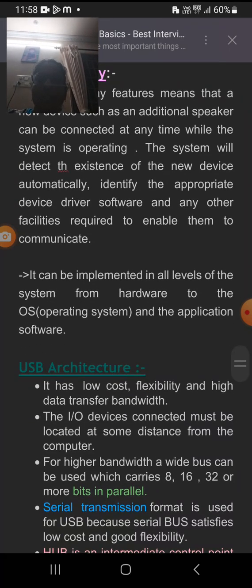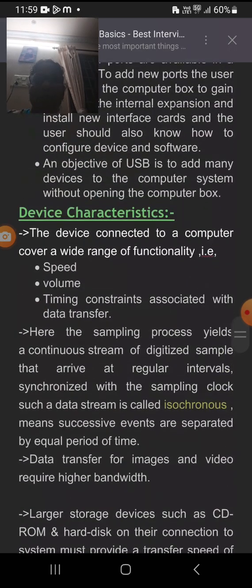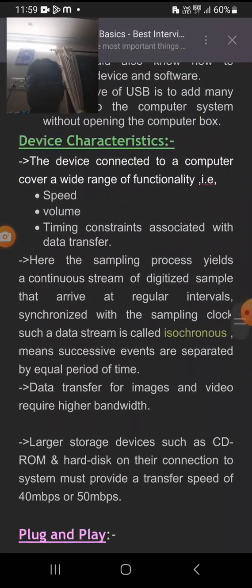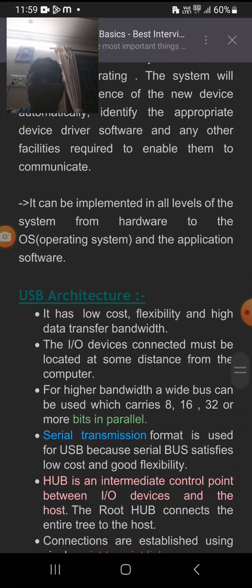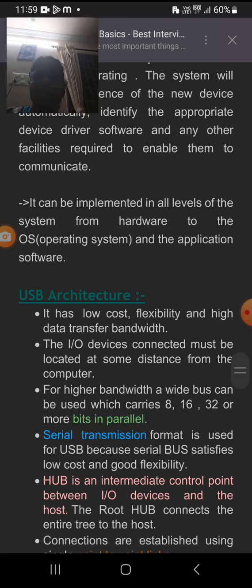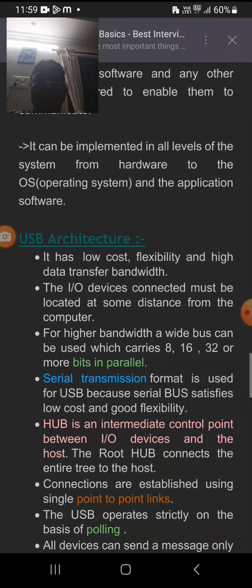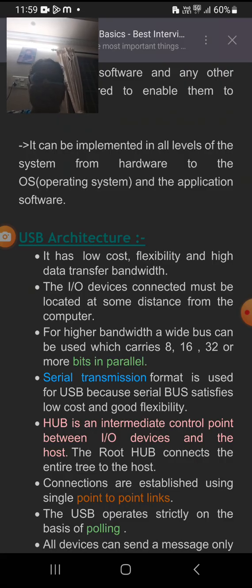USB architecture has low cost, flexibility and high data transfer bandwidth. The input-output devices are connected and located at the same distance from the computer. For higher bandwidth, a wide bus can be used to carry 8-bit, 16-bit, 32-bit and more bits in parallel. The serial transmission form is used in USB because the serial bus satisfies low cost and good flexibility.